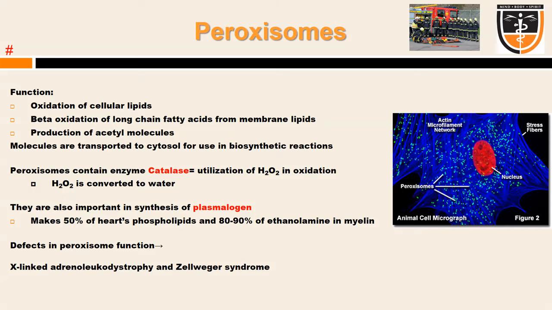But what is the function? They're involved in the breakdown of cellular lipids, and they are involved in beta oxidation of long-chain fatty acids from membrane lipids. They actually break down and help rejuvenate the membrane. Come on, think about it. Rejuvenate membrane, rejuvenate your skin, okay? So they're important. They also produce acetyl molecules from breaking down long-chain fatty acids. And the molecules that are produced by them are transported into the cytosol and used by the cell for any kind of reaction. Most importantly, my research is that peroxisomes contain an enzyme known as catalase.